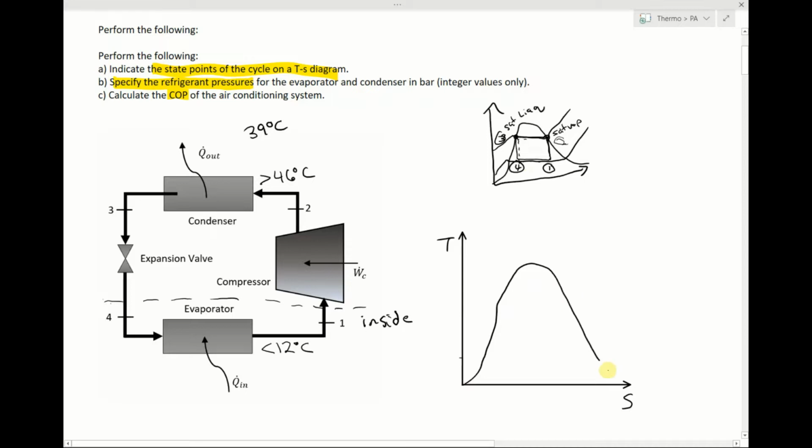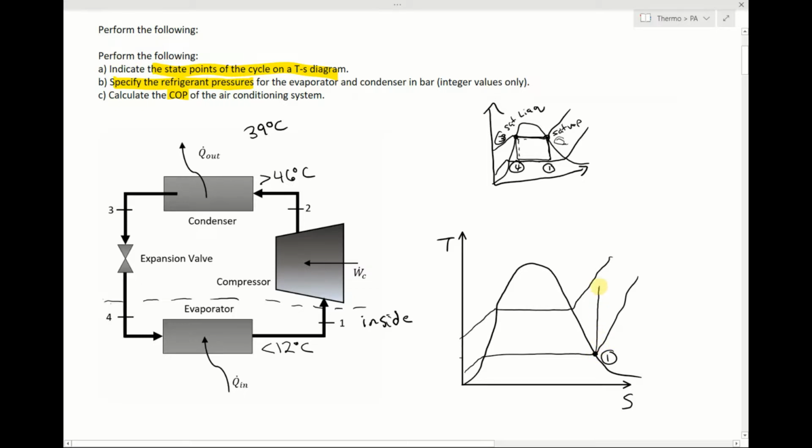Now, in our actual system, we have some constraints. The first is that the compressor does not like to operate within this mixed region. So we're going to push it all the way out into the superheated region so that the compressor can operate within the superheated region. But we want to do it in such a way that it still looks as close to this Carnot cycle as possible. So we're just going to stick state 1 right on the saturated vapor line.